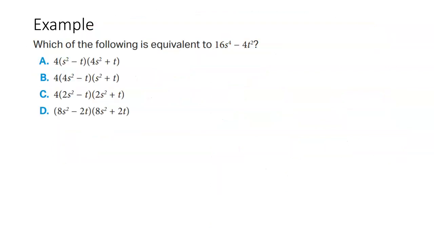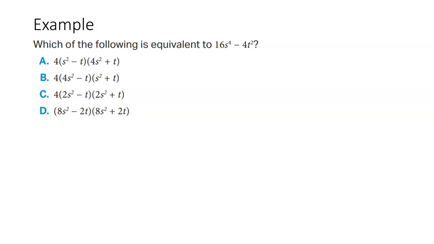All right. So, which of the following is equivalent to 16s to the 4th minus 4t squared? What are we doing to get from here to any of those options? We're factoring. Okay? So we need to factor it. Just want to factor as much as we can. Now, you get a little hint by looking at those answer options. What's the first thing you should do whenever you're factoring a polynomial? We want to factor out the GCF, which in this case is 4.